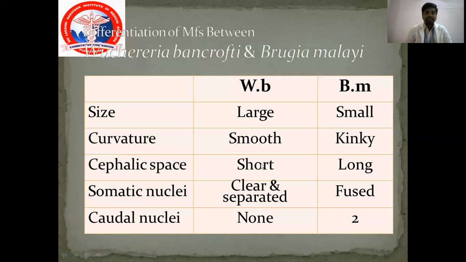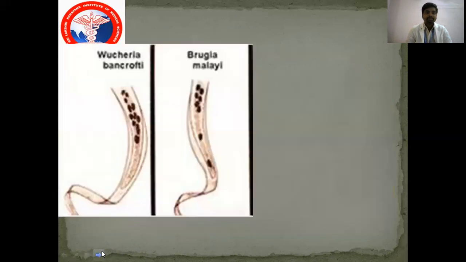So, Wuchereria bancrofti and Brugia malayi, what is the difference? Size: Wuchereria bancrofti is bigger, Brugia malayi is smaller. Curvature: smooth in one and kinky in the other. Cephalic space is short in Wuchereria and longer in Brugia malayi. Somatic nuclei are clear and separated in Wuchereria bancrofti and fused in Brugia malayi. Caudal nuclei are none in Wuchereria bancrofti but two nuclei are present in Brugia. So this is the picture difference. You can see here there are many nuclei, only a few nuclei. This is the caudal nuclei. Here it is absent.